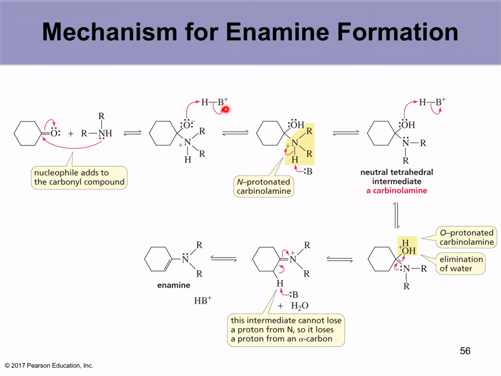So the conjugate base of your acid will take the excess proton on nitrogen, and it will become neutral. Now there are no charges on this tetrahedral intermediate. It's a neutral tetrahedral intermediate. We can call it a carbinolamine. Okay, you can see all these steps are reversible. Now at this point you can either protonate nitrogen or you can protonate oxygen. If the nitrogen is protonated, the reaction will go back. But the product we want is to eliminate the water molecule. So we're going to protonate oxygen.